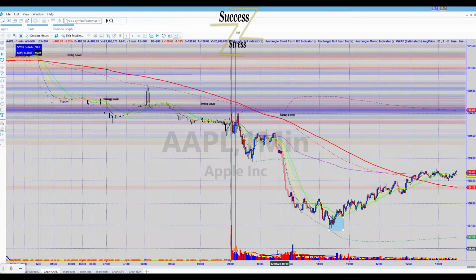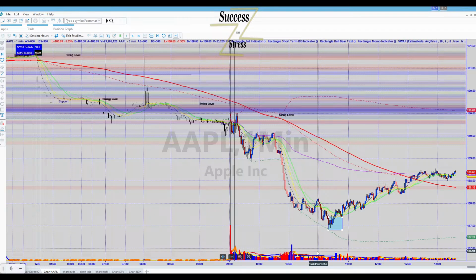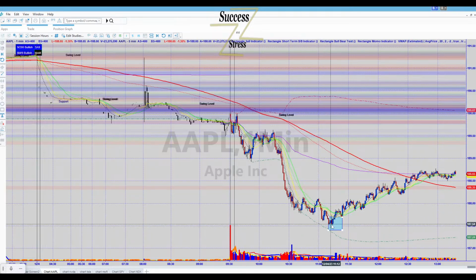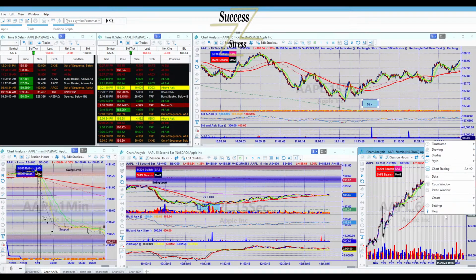Could you have picked a better bottom? I mean, I can't. I've been working with this stock stuff for a long time, and I cannot pick a better bottom than what the stock picked itself. And then so I'm just trying to pay attention to what's going on. Man, that's beautiful.